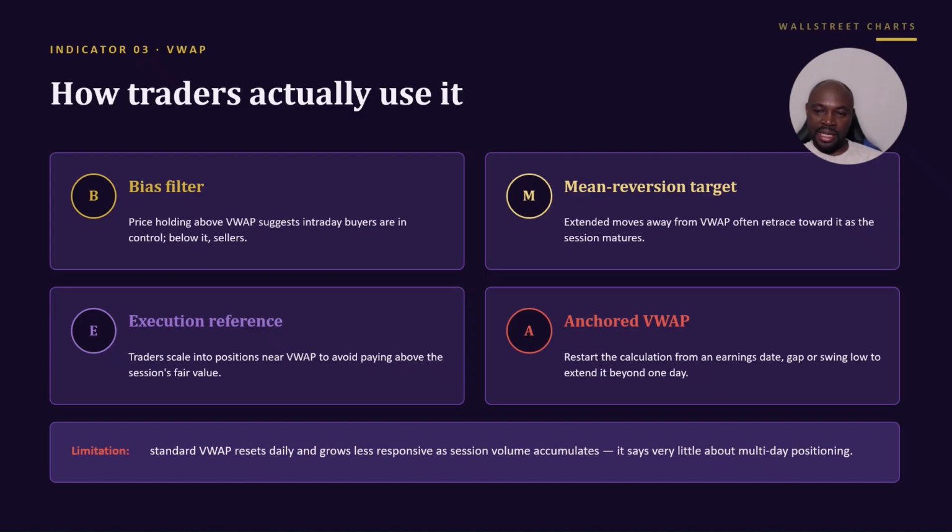Another thing to note is the mean reversion target. Extended moves often retrace toward VWAP. Often, again, this is a tendency, not a rule, emphasis on often.